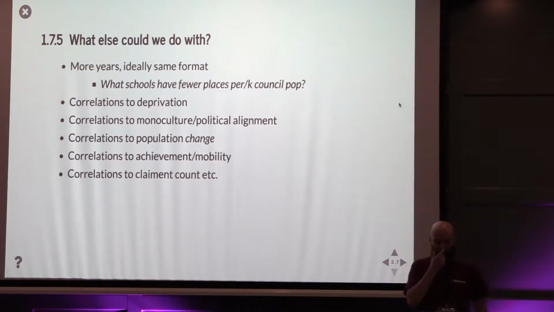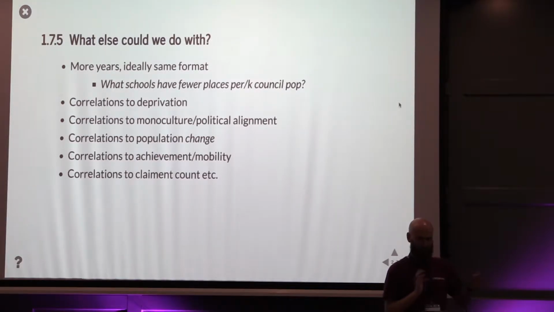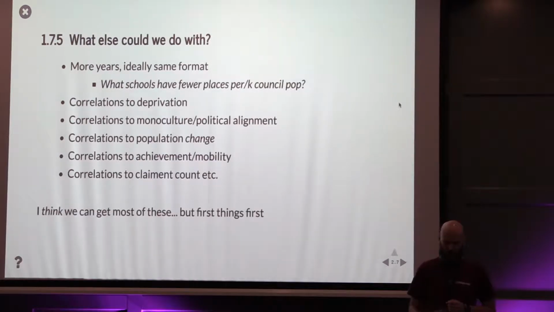Correlations to deprivation would be nice. Somebody else can ask the question of whether there's any correlation to political alignment. We do a little bit about population change. I would love to do more about achievement and mobility. We'll build up to that one, but we don't have enough data to make any reasonable answers yet. And other measures that we can tie things to.